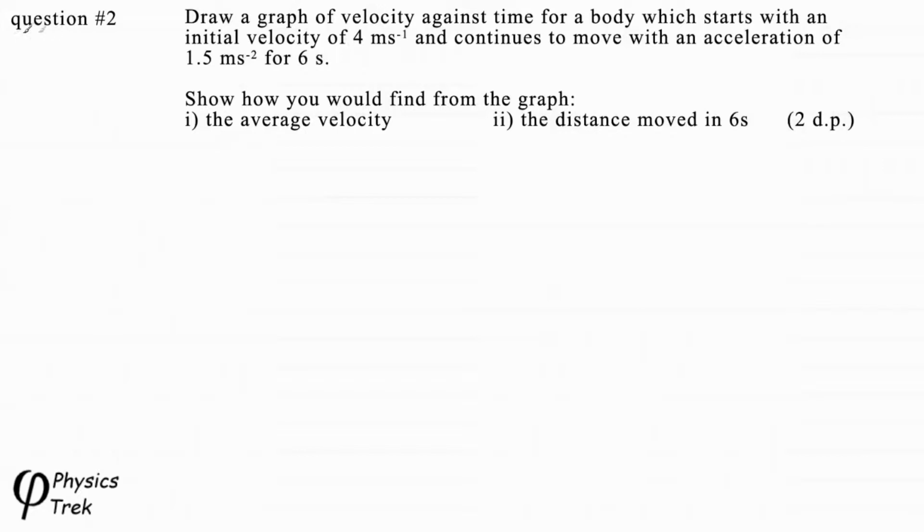Question 2. Draw a graph of velocity against time for a body which starts with an initial velocity of 4 meters per second and continues to move with an acceleration of 1.5 meters per second squared for 6 seconds. Show how you would find from the graph 1. The average velocity and 2. The distance moved in 6 seconds. Answer to 2 decimal places.